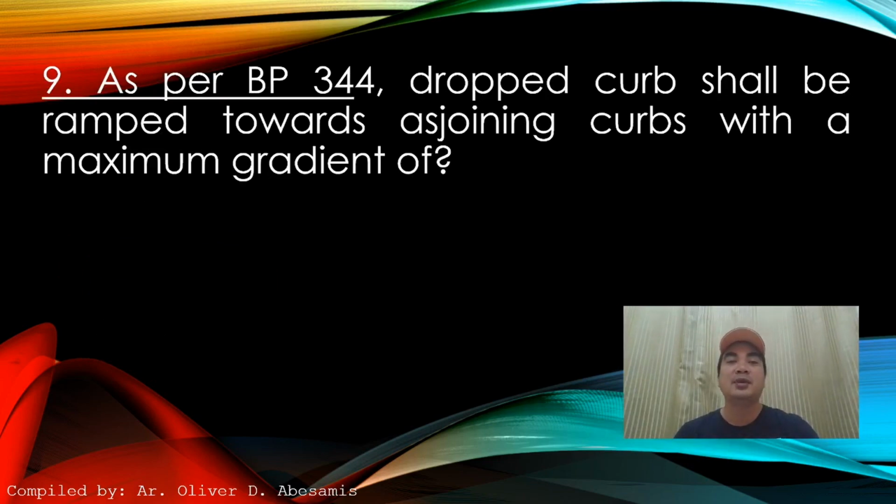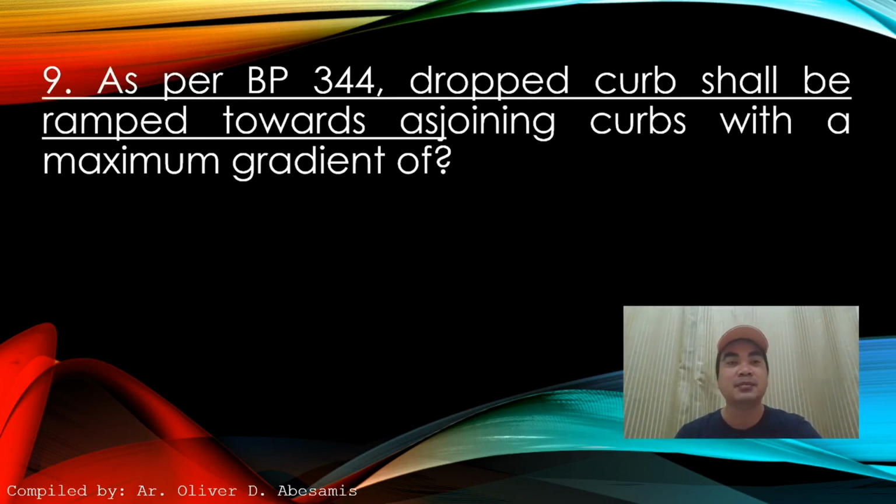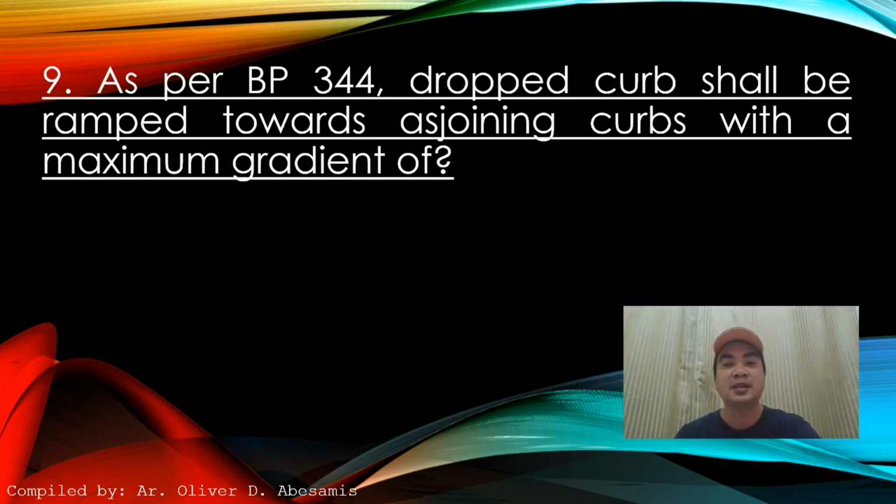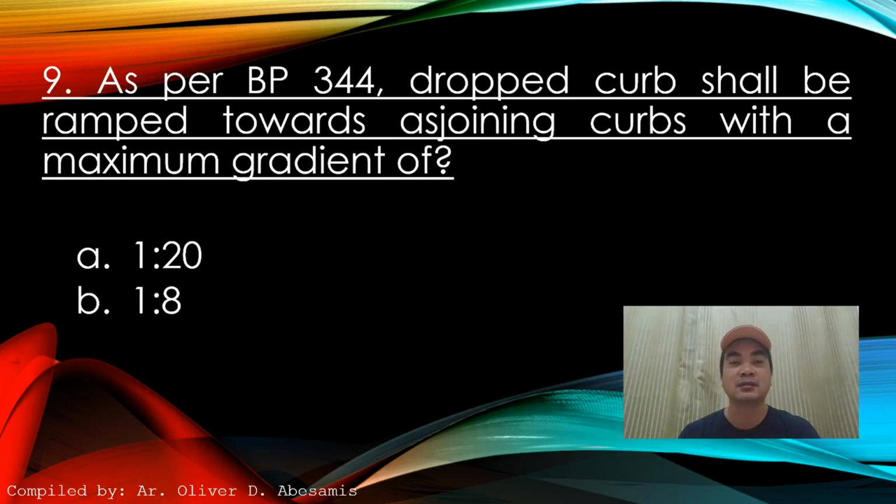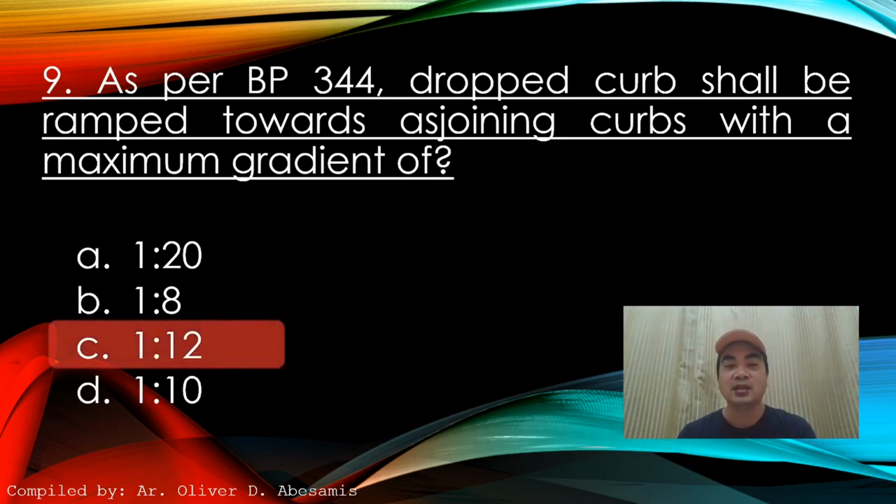Number 9, as per BP344, drop curb shall be ramped toward adjoining curb with a maximum gradient of A. 1:20, B. 1:8, C. 1:12, D. 1:10. Answer? C. 1:12.